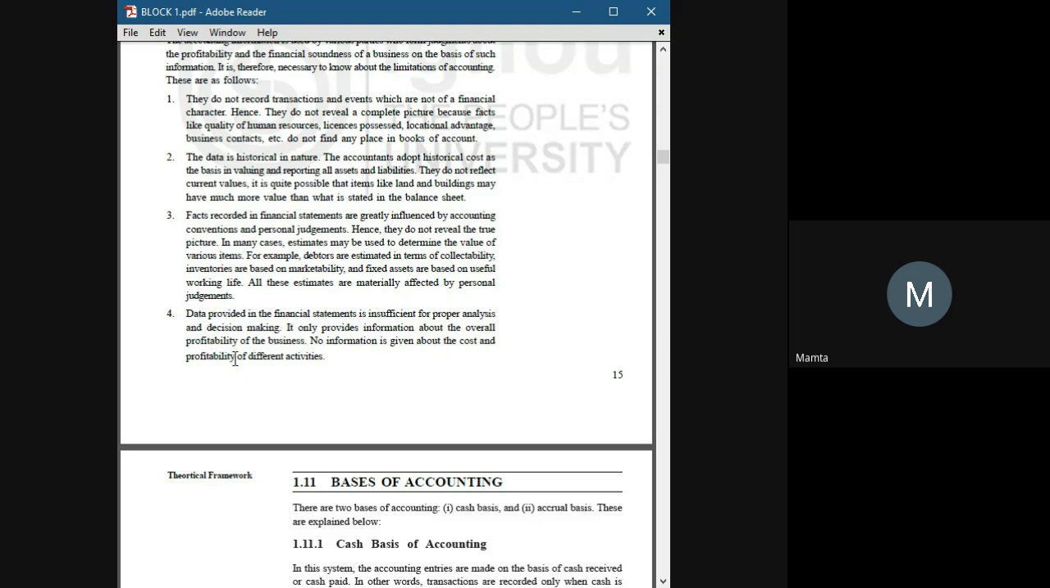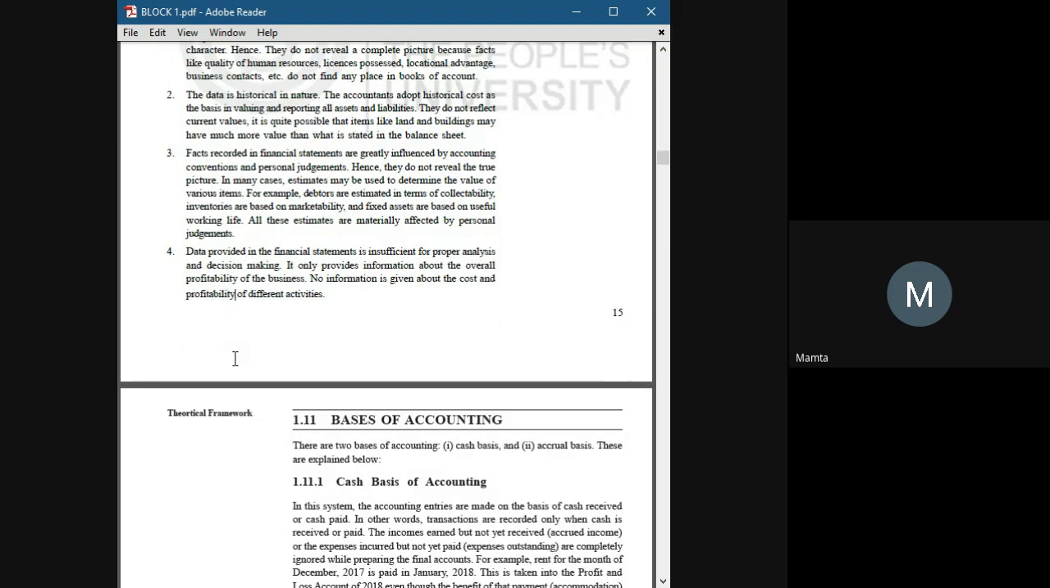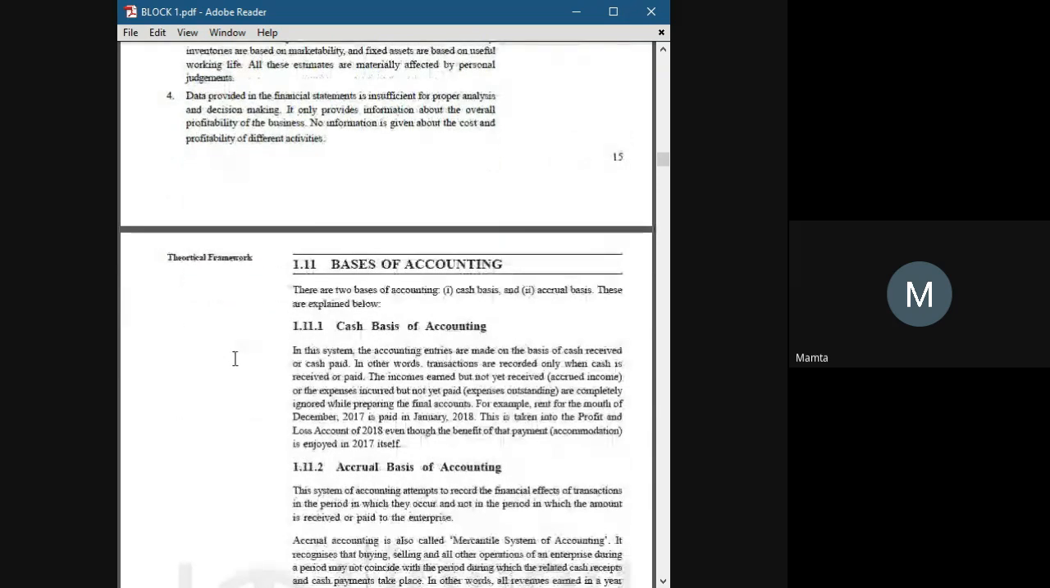So 50,000 in 2015, 40,000 in 2016, 30,000 in 2017, 20,000 in 2018, 10,000 in 2019, and zero value in 2020. But the machinery is still working, still producing goods for our business. And it is not reliable. Estimates may be used to determine the value of various items, but they do not reveal the true picture of the data. So these were the limitations of financial accounting.